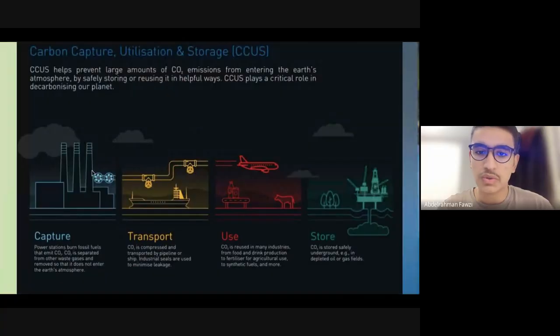And that's also another illustration that shows how this process works. Now we capture it, we can transport it, and then we can use it in some industries, and later we can store it if we don't need it.